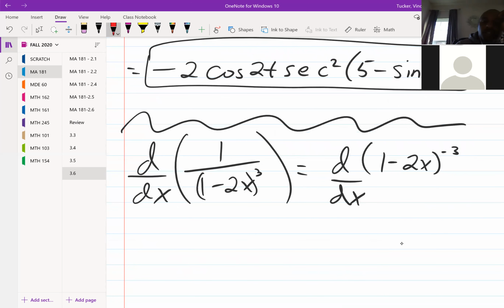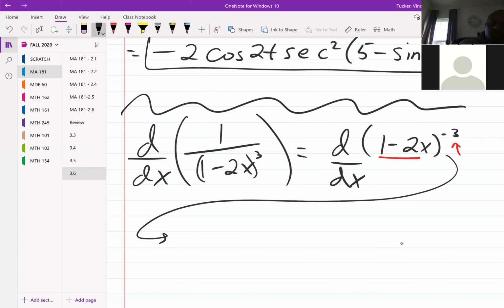Once again, inside function, outside function. So bring the negative 3 down front. 1 minus 2x. Subtract 1 from that negative 3. Once again, be careful with your negative exponents. When you subtract 1 from it, you're actually adding to the negative. So it's going to be negative 4. Negative 3 minus 1 is negative 4.